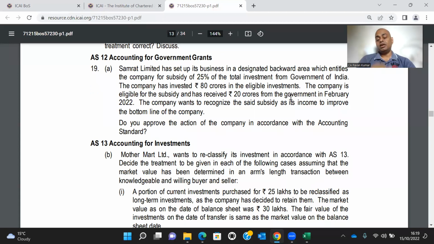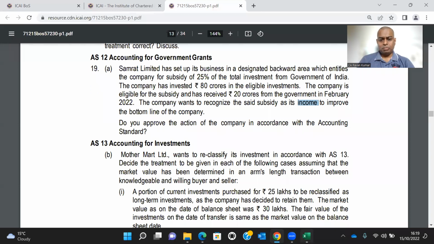Very good. Continue. The company is eligible for the subsidy and has received rupees 20 crores from the government in February 2022. The company wants to recognize the said subsidy as its income to improve the bottom line of the company, in accordance with the accounting standards. Why? You want to improve the bottom line.